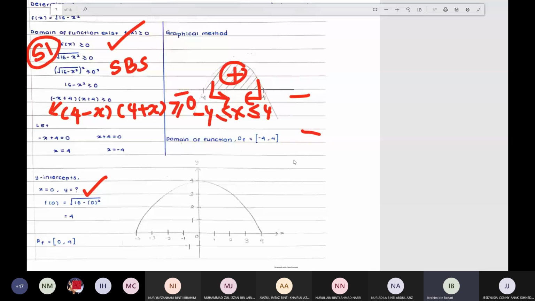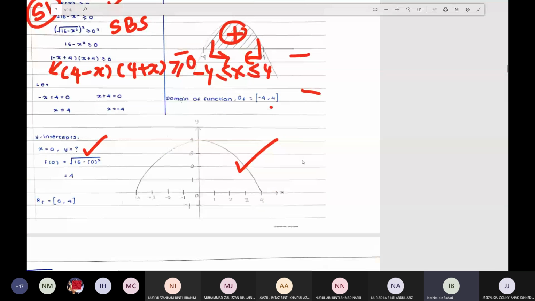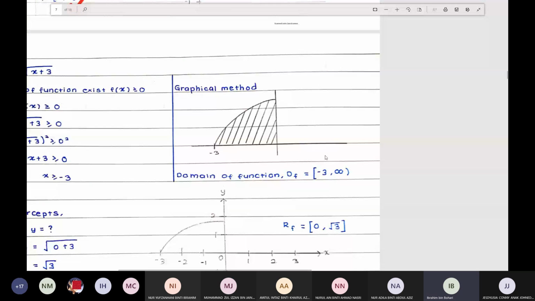Okay, settle. And you draw the graph and domain of the function here between negative 4 and 4. Okay, betul. Yeah. Okay, domain here. Okay. And the range of function between 0 and 4. Okay, betul. Full marks. Yeah, question A. Question B.